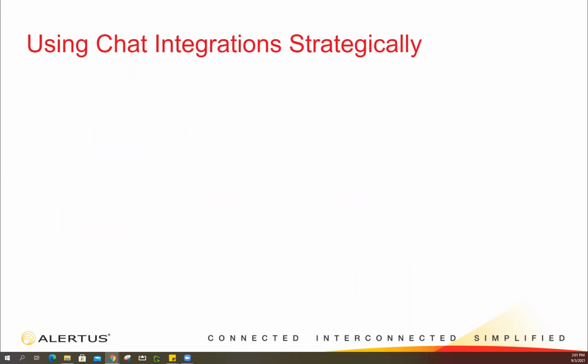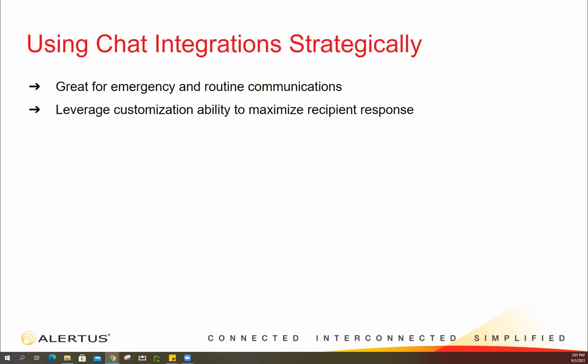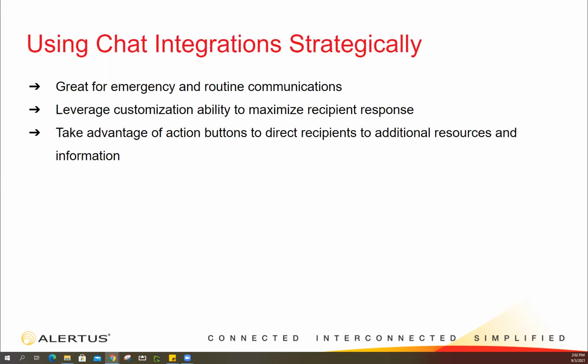Now, how can customers use these strategically? Our alerting capabilities allow for emergency and routine communications, and so customers can use them for both. Always remember that the look of an alert can impact how a recipient responds to it. So let customers know to really take advantage of the customization ability for the chat integrations. They can include images, colors, and even configure action buttons to lead the recipients to sources for additional information.